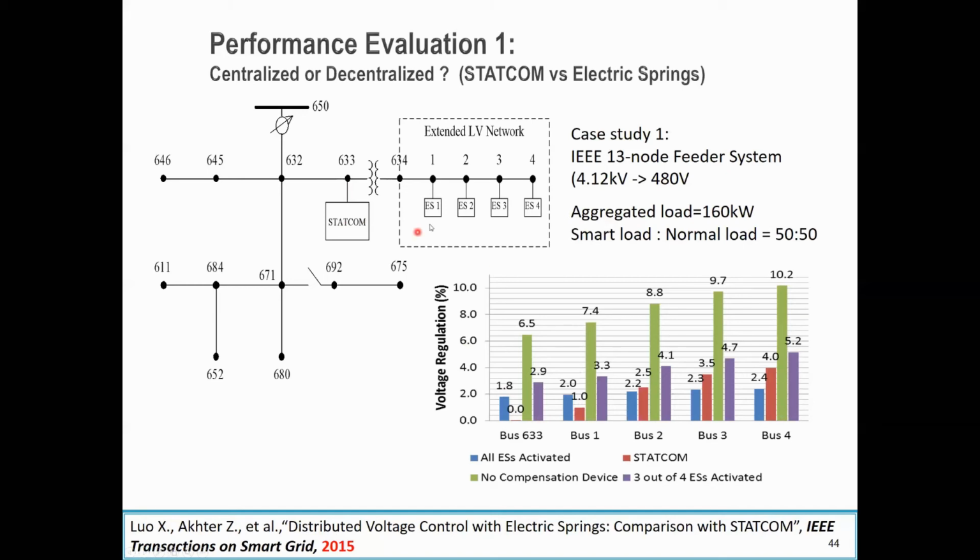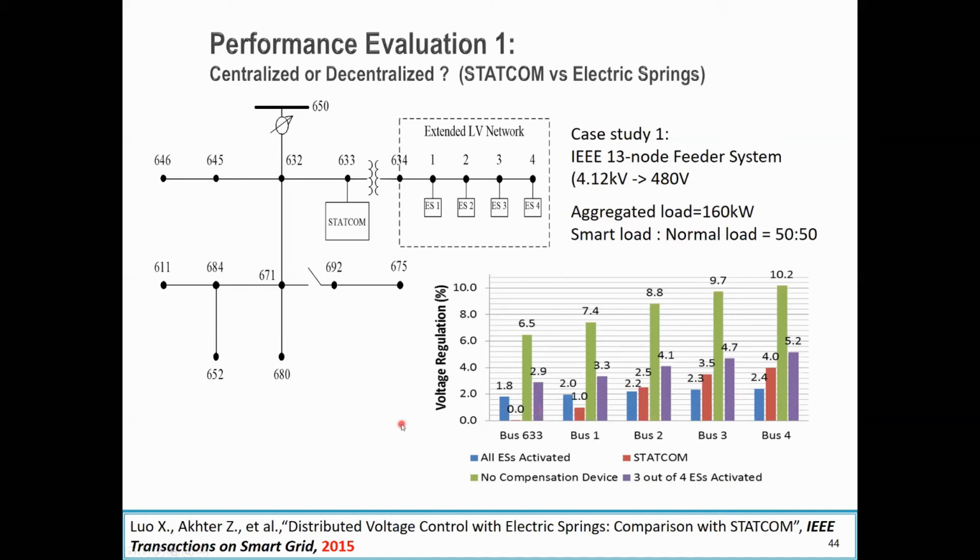Okay. Now, if we compare the use of 4 electric springs, which is the blue color, you can see the voltage regulation is fairly even, and it is around 1 to 2%, which is still a very small error. Now, if one of the electric springs fails, we look at the purple color. So when 3 out of 4 electric springs are activated, they can still maintain voltage regulation.